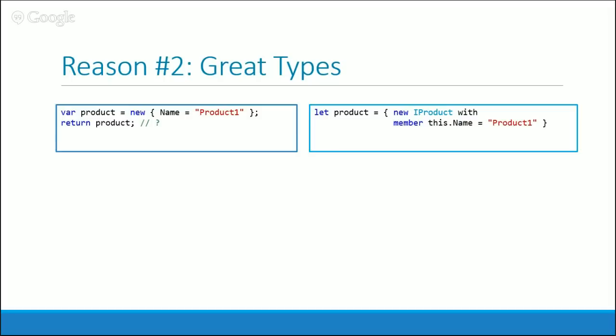So that means that the product there is implementing the IProduct, so I could pass it to any other function that expects an IProduct. And if the interface IProduct also defines a method, I could easily implement that method in that way and define inline the behavior that that method should have.